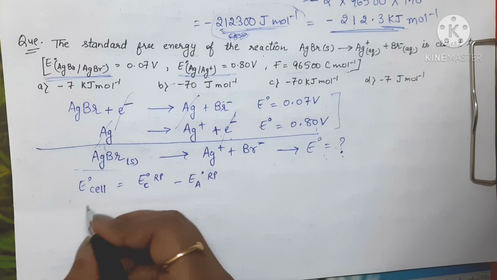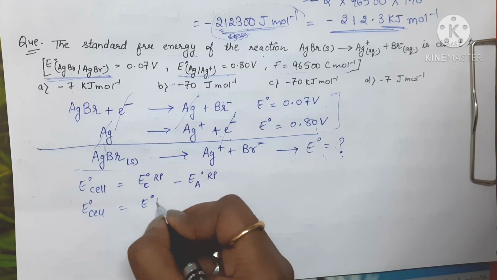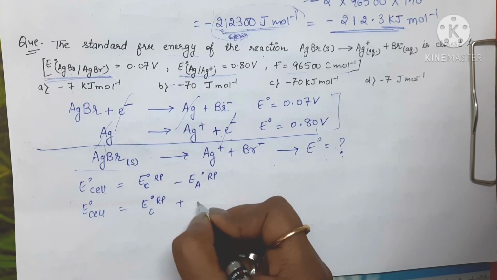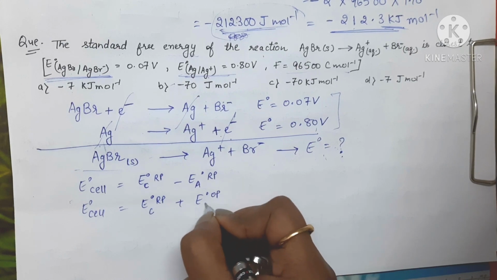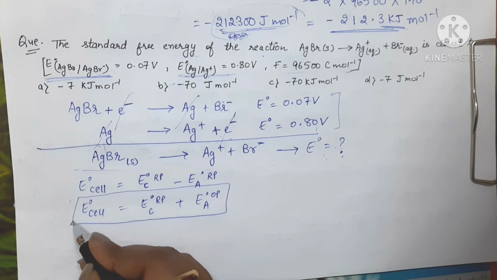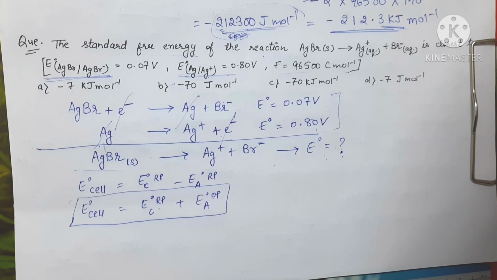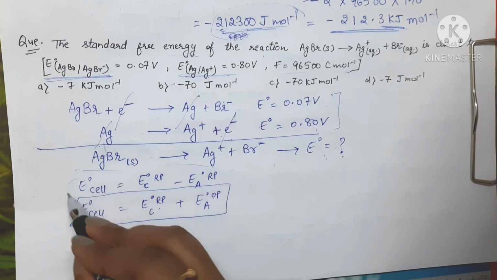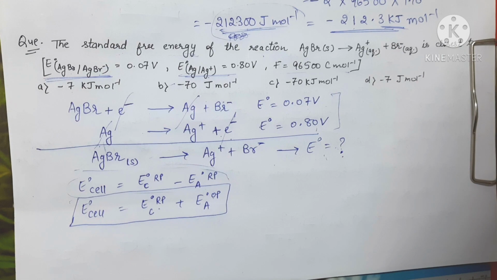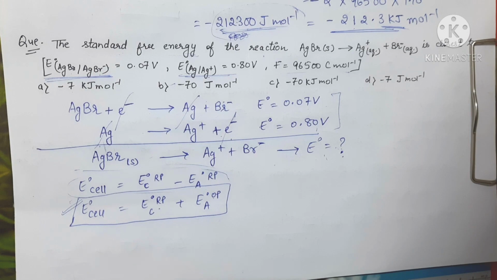So now what we can do is E naught of cell will be equal to E naught reduction potential at cathode plus E naught oxidation potential at anode. This is the formula for E naught of cell when we have been given oxidation and reduction potentials, right? So now we just have to put the values. This formula we have already studied in the previous questions in the previous videos. So this is the formula in terms of oxidation and reduction potentials.